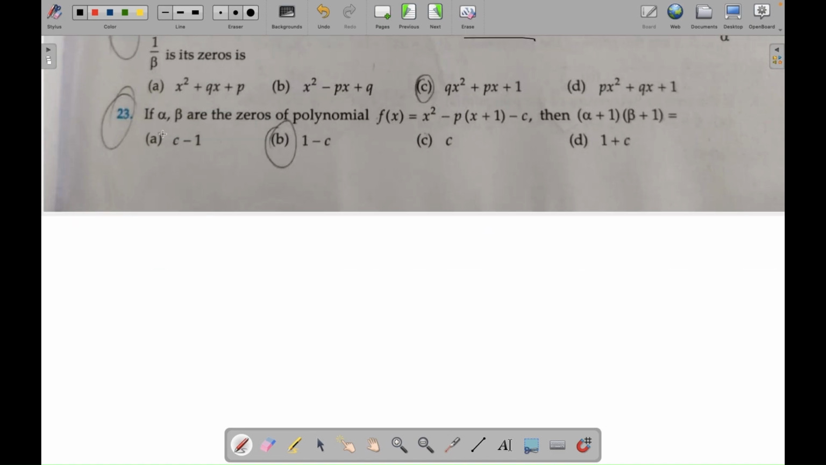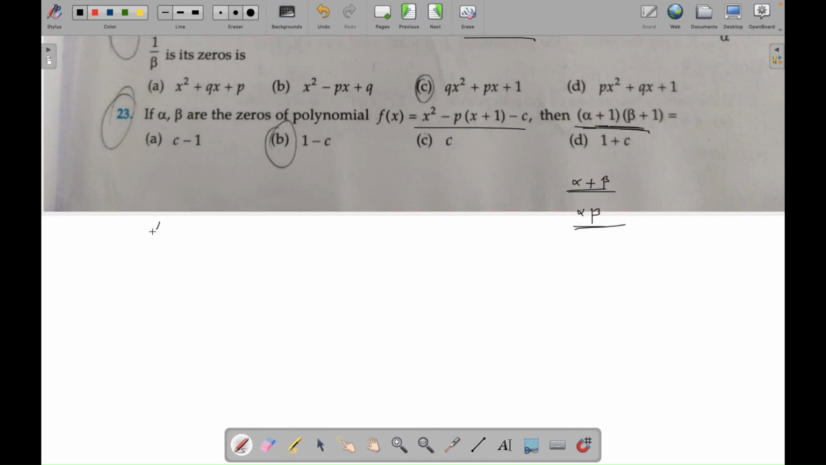Next, we have: if alpha and beta are the zeros of polynomial f of x equals x square minus p times x plus 1 minus c, then alpha plus 1 times beta plus 1 is equal to. So first of all, we need to simplify or expand this. Whenever you see such a thing, you can write this in the form of alpha plus beta and alpha beta, and we can use the polynomial to find the value of alpha plus beta and alpha beta. So just expand this to get some terms in the form of alpha plus beta and alpha beta, and then we'll use this equation to get those values.